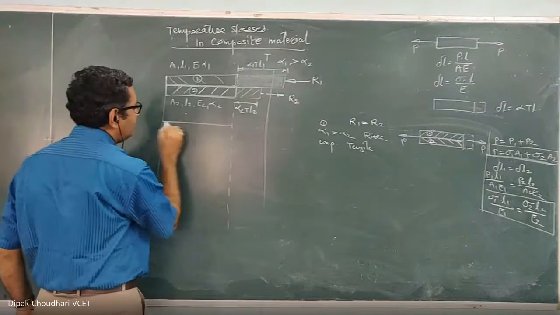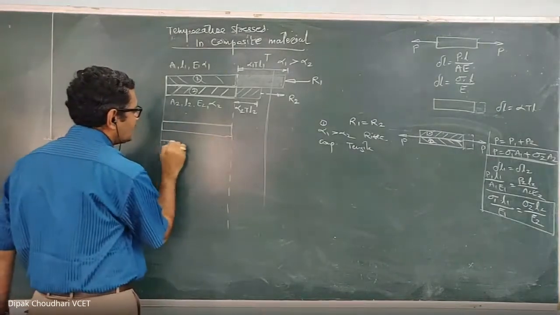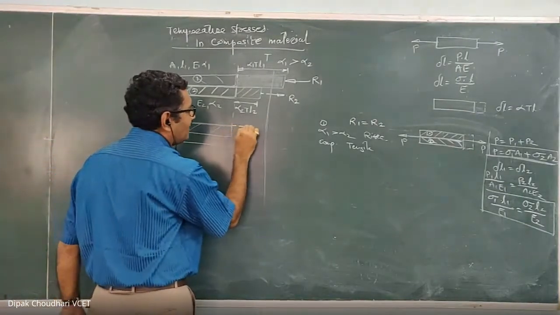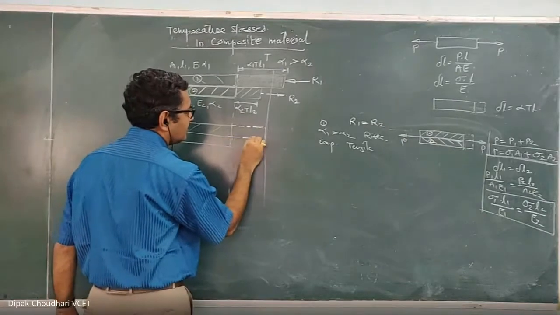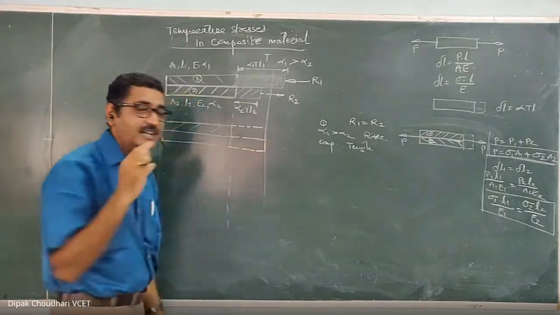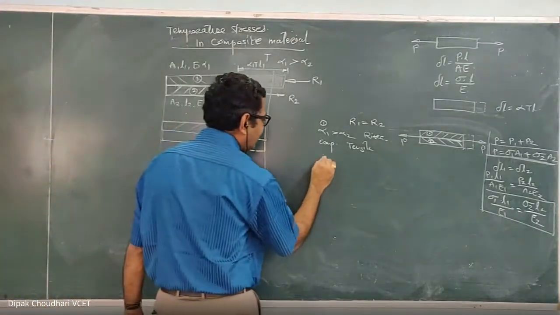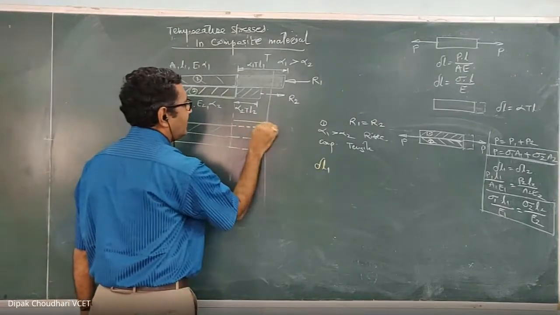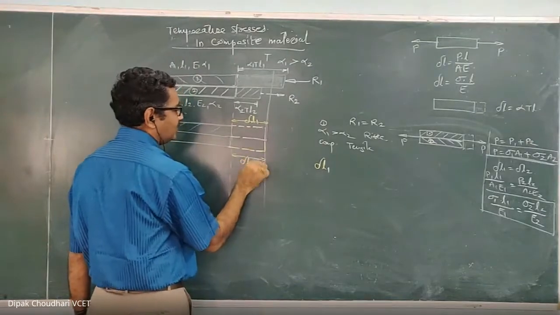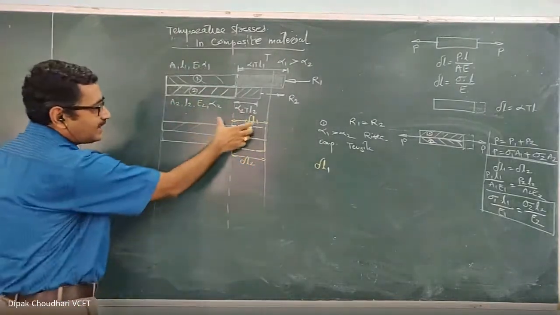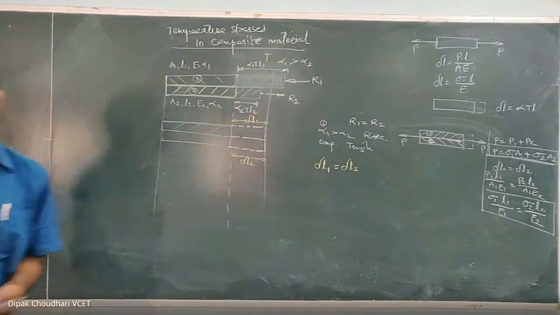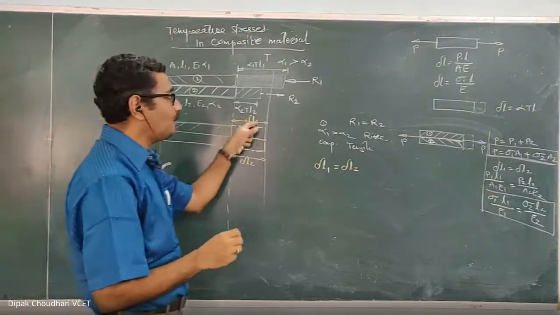So this is the original length of material 1, this is the original length of material 2, and the final deformation of material 1 will be this much. And the final deformation of material 2 will be this much, and both are the same because they are rigidly connected. I am denoting the deformation of material 1 as delta L1, and the deformation of material 2 as delta L2. Since both materials are rigidly connected, delta L1 equals delta L2. Deformation will be the same for both materials.